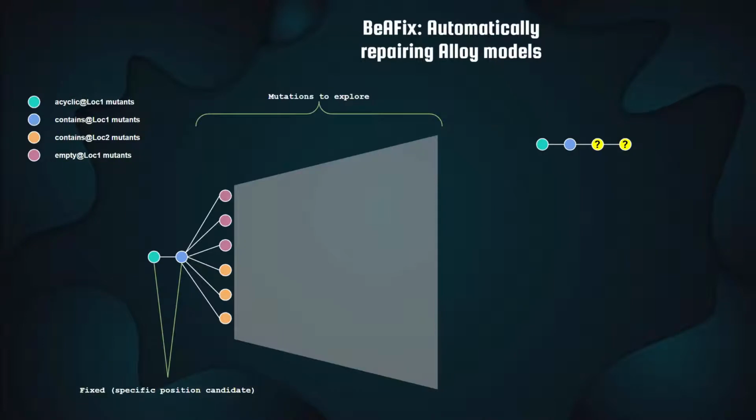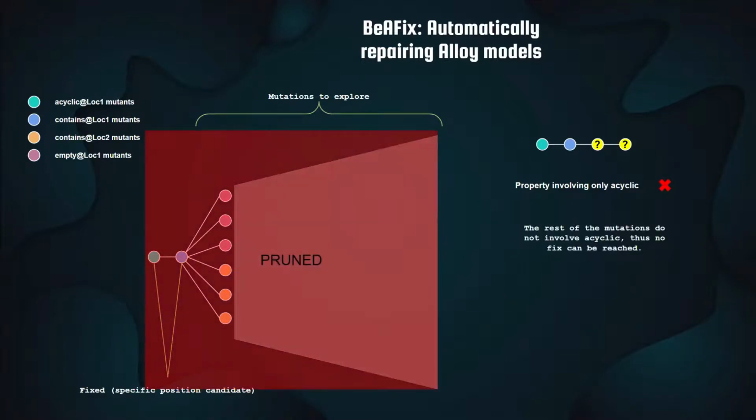Continuing with our current candidate, let us assume there is a property which only involves the acyclic predicate. If this property is violated, we are sure that, given we will not make any more mutations to the acyclic expression, there is no way any candidate generated from the current one can ever lead to a repair.